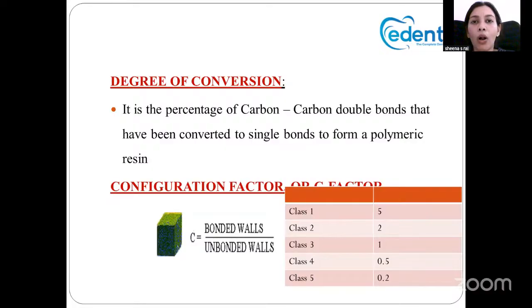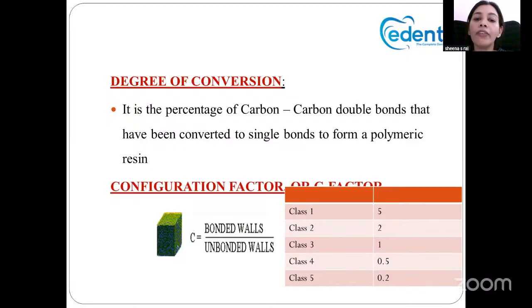Some important terms related to this that are commonly asked: first is the degree of conversion. What is the degree of conversion? Degree of conversion means the percentage of carbon-carbon double bonds that have been converted to single bonds to form a polymeric resin. This is called the degree of conversion.